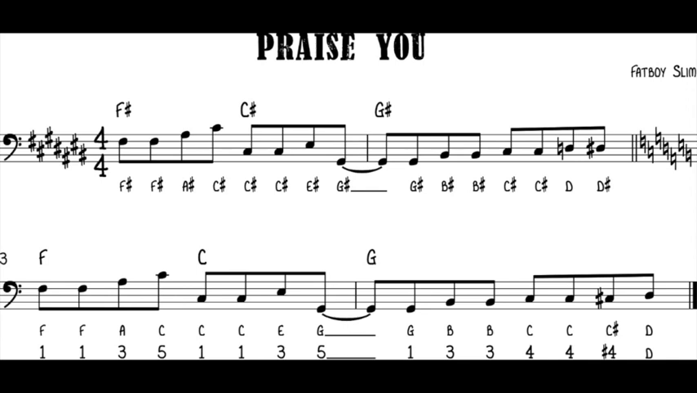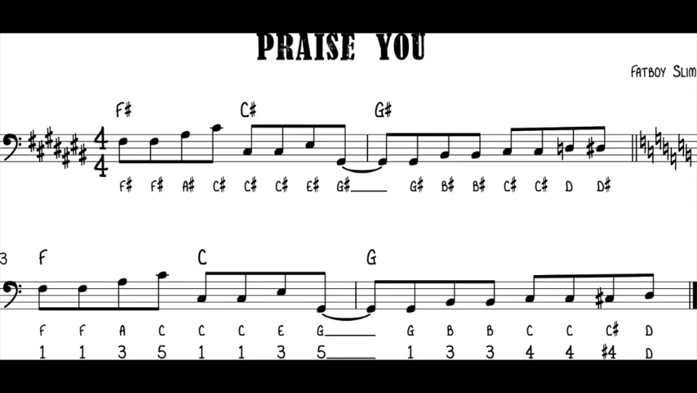Example 2 is going to be Praise You by Fatboy Slim. Now this is a really good solid bass line that uses chord tones really well. So the chords are actually F sharp, C sharp and G sharp, which is a lot of sharps. So we're going to take it down a semitone, and we're just going to think of that as being F, C and G. So same chord progression, we've just moved it down ever so slightly. It's much easier to look at.